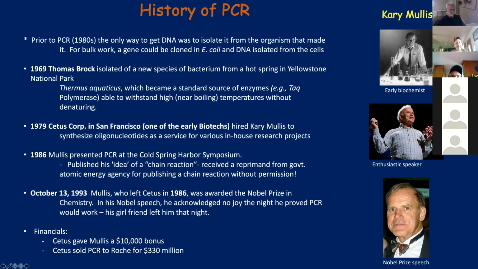But isolating this bacterium and the enzyme from it didn't really predict anything. But in 1979, there was a biotech startup in San Francisco called Cetus Corporation. It hired a man named Kerry Mullis to do a particular job, but it didn't really monitor him closely. So he went off and did what he felt like. And what he ended up doing was discovering PCR.